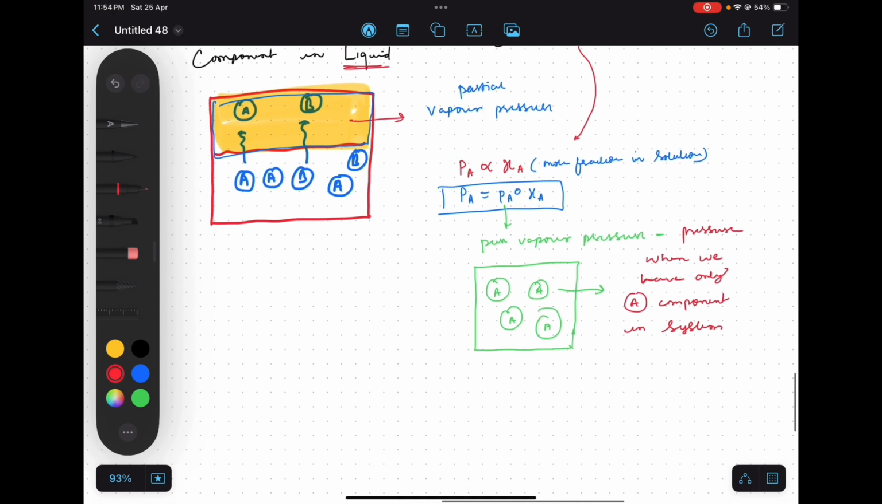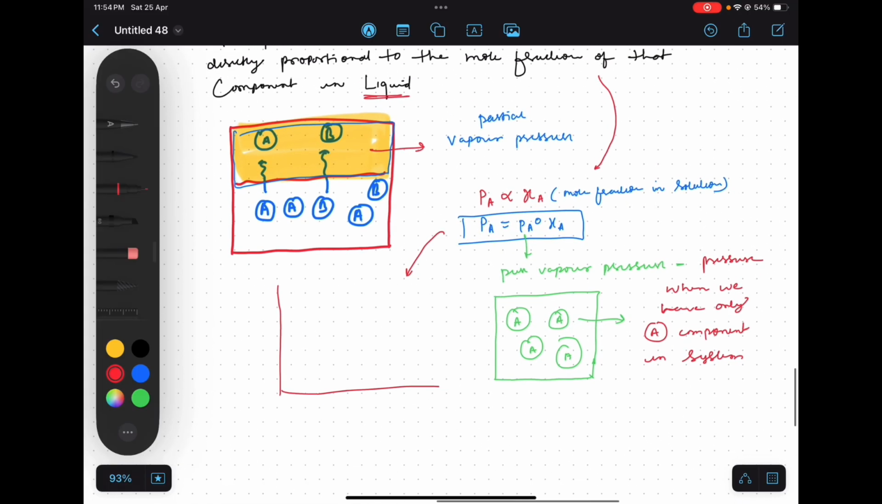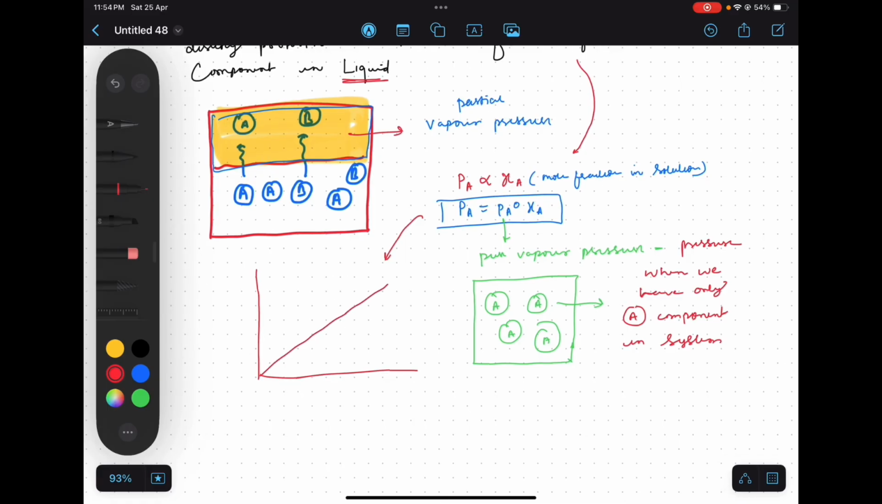Moving further, if I draw its graph, it is a linear graph. You may have studied earlier that it is a y equal to 3x, y equal to 4x type of graph. So it is a linear graph, and it will be like this. On the x-axis we will have mole fraction, which will increase from 0 to 1, and on the y-axis we will have partial vapor pressure.